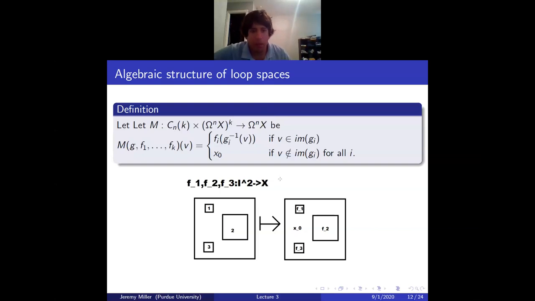Okay, so let's try to be more concrete. Are you happy with that, that C_{n,k} is the space of pictures like this? Yeah, visually that much makes sense to me, I think. So then what I'm saying is, given a picture like this and a bunch of maps from a cube into X, we can assemble the maps and the picture into a new map. That's the goal.